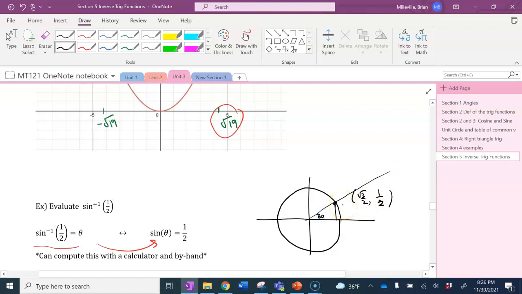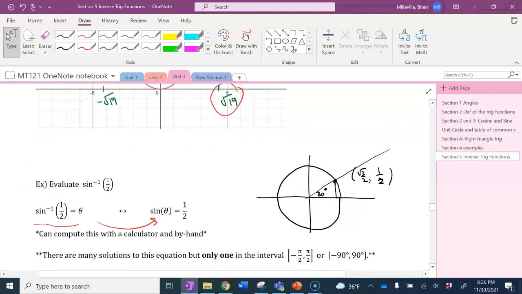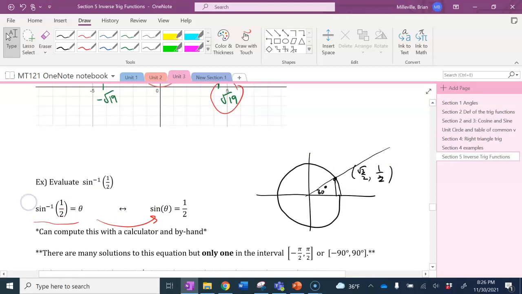All right, so that's 30 degrees or pi over 6 radians. So yes, that's what we're going to come out to. That's going to be our answer, pi over 6 radians or 30 degrees, depending on how the question is asked. But again, looking at this equation here, there are many solutions to this equation.